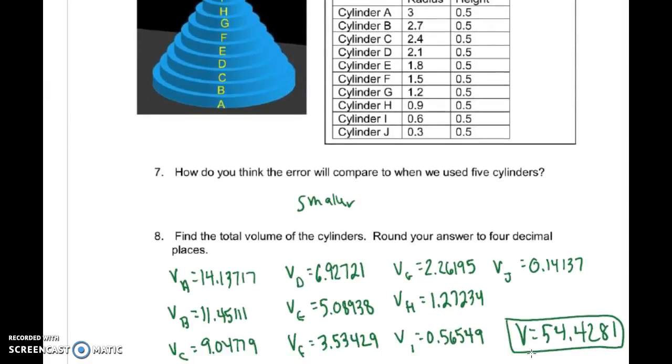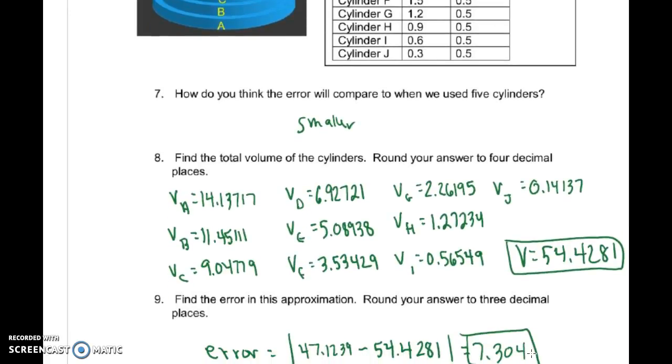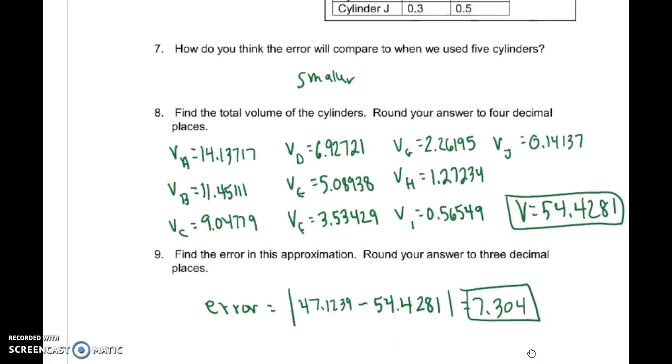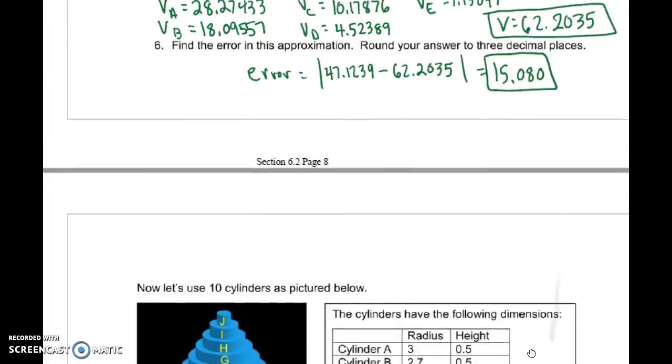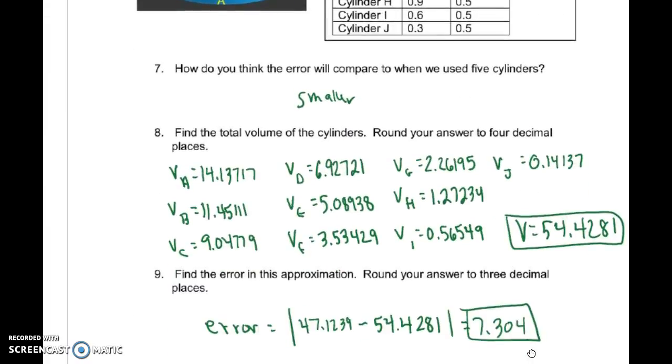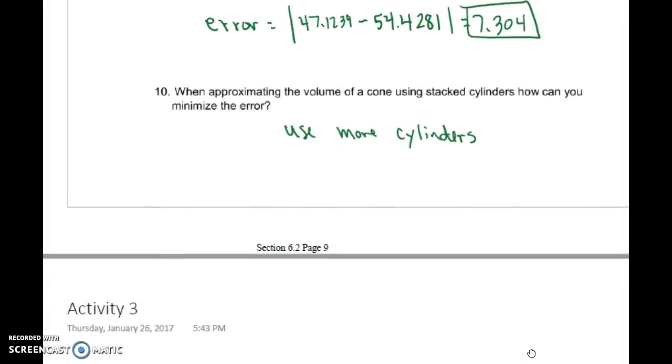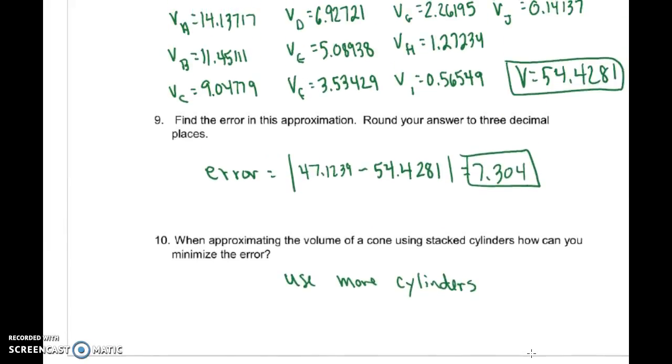So we go to 10 cylinders now, we're at 54.4281. Our error is pretty much half of what we had, 15 down to 7.3, just subtracting the 47 off. Again, if we want the error to get smaller and smaller, our process is going to be to use more cylinders to approximate. And believe it or not, that's a calculus concept, that if we want smaller error, we have to have so many approximations to guarantee that error is less than a certain number.